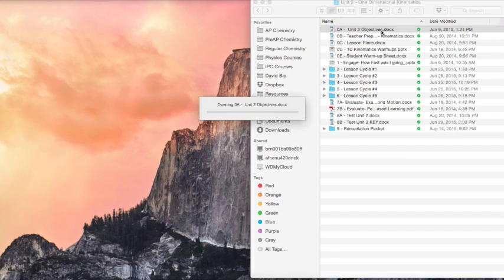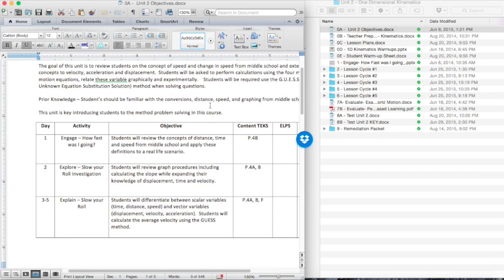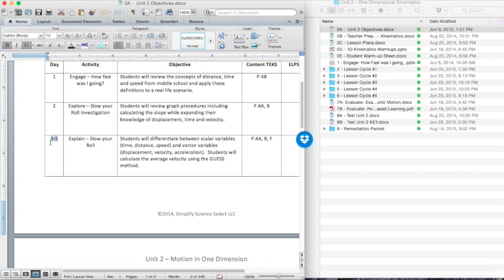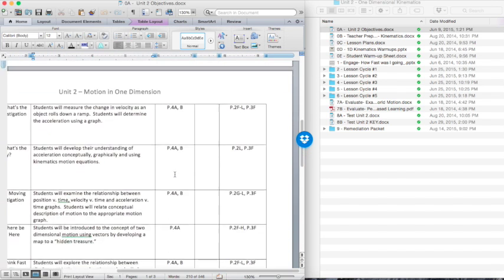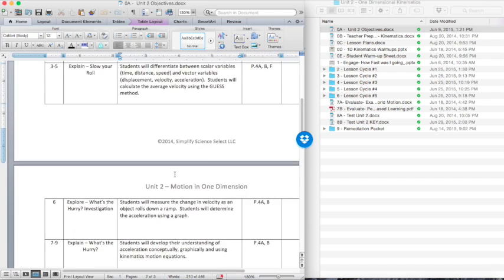So the first thing that you'll see is our objectives document. In our objectives document, right here, you see the approximate unit length, and it's going to vary depending on what you do, the content TEKS, the process TEKS that are associated with it, as well as a day-by-day calendar. Now, if you notice, some of these things say 3 to 5 days because that's going to depend on your individual class. So as you go through this, you'll see what the goal is, and each day has an objective.